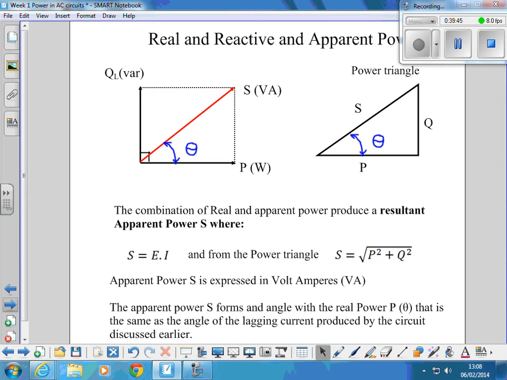So the combination of real and reactive power produces a resultant. Here is our reactive power Q, P is our real power in watts, and we get a resultant between those, S, in volt amps, and there's a phase angle between them. So we can calculate S by multiplying the line voltage by the line current, or from the power triangle, the square root of the real power squared plus the reactive power squared.